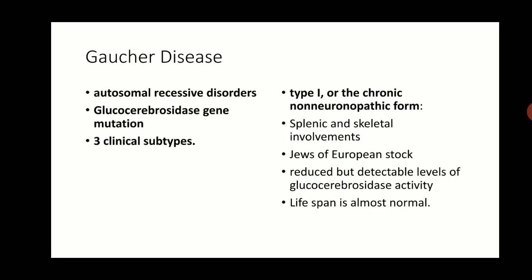Non-neuronopathic, that means it does not involve the brain or the spinal cord. Rather, the splenic and the skeletal involvement is mostly seen. The patients present with splenomegaly and skeletal deformities. This is more common in the Jews of the European stock. These patients have some glucocerebrosidase activity, although reduced but detectable, and patients have an almost normal lifespan.